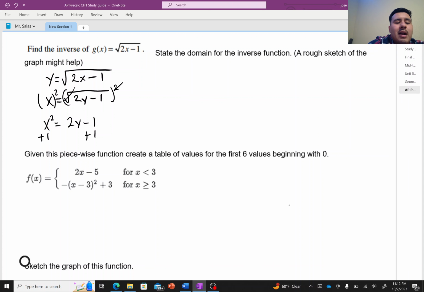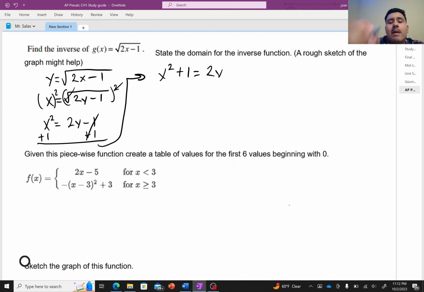I'm going to go ahead and write out my work over here. So I should end up with x squared plus 1 is equal to 2y. Next up, I want to divide by 2 on both sides. And my y is equal to x squared plus 1 over 2.